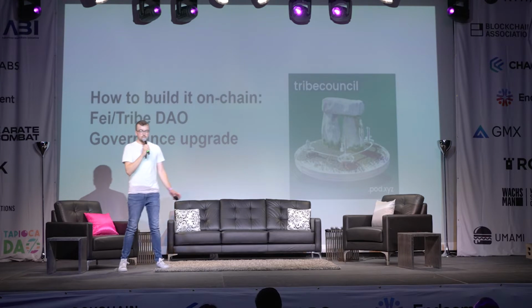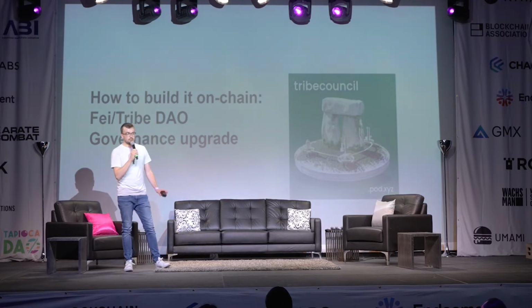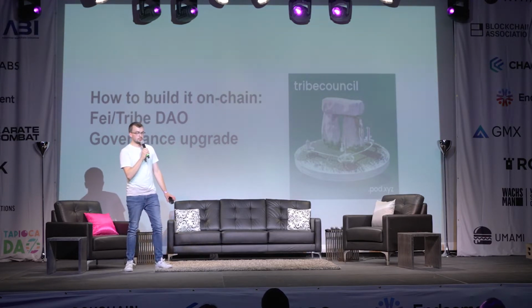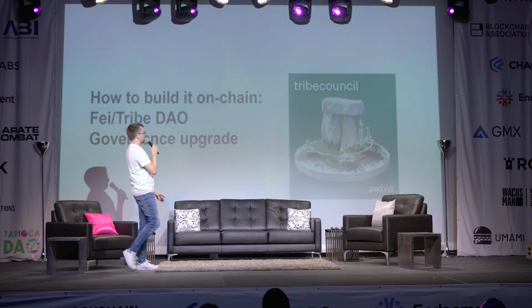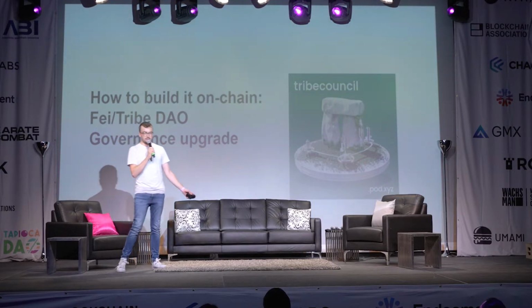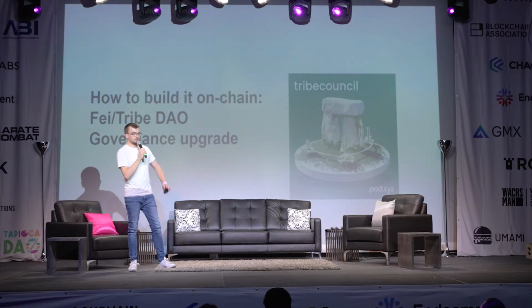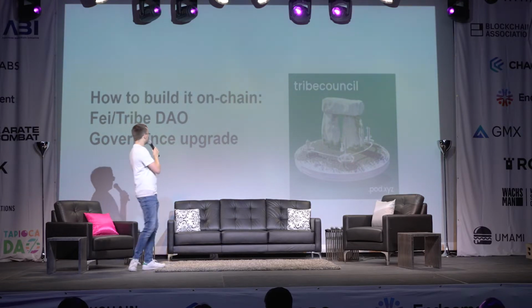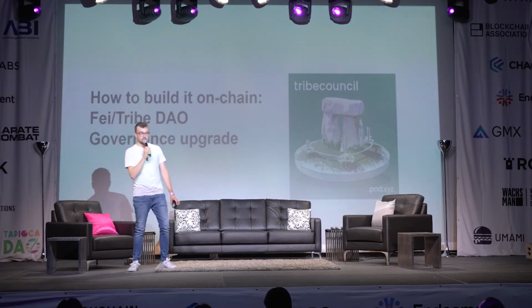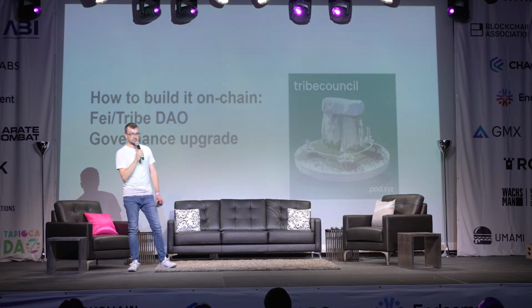So now I'm going to talk about why and how you can build this on-chain and why this is useful to build on-chain. And the example I'm going to use is there's a protocol called FEI, which is where I work. It's an over-collateralized stablecoin. There is a DAO that governs it called the Tribe DAO. And that is a stack of different DeFi protocols. Recently, I built an optimistic governance upgrade for this DAO.